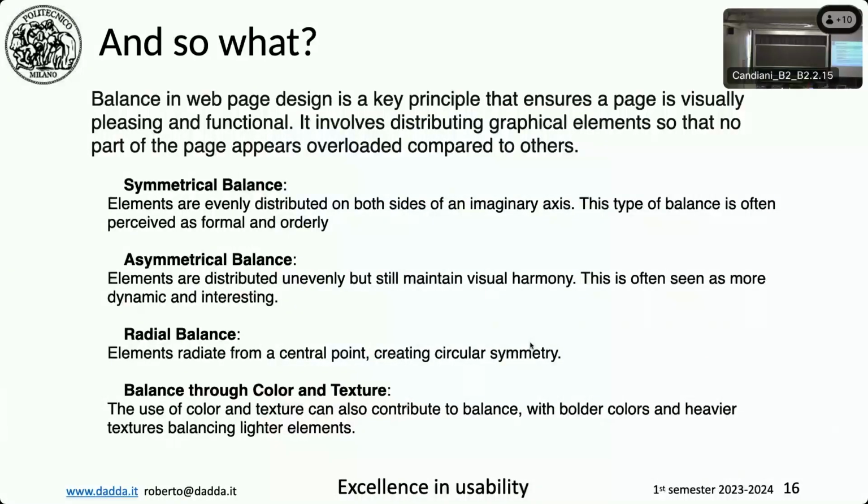And so what? Balance is a very important thing, and you can have different types of balance. Symmetric balance, one side and the other. Asymmetric balance: you can decide that if, for instance, in a page you have something extremely important and some notes about it, you can put the important thing very big and the notes very small.